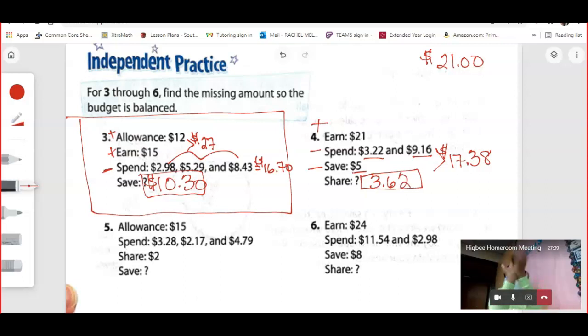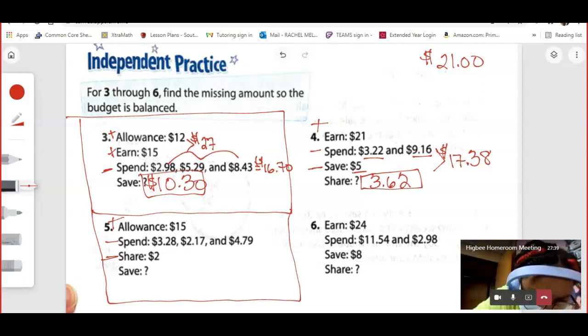So I think what I'm going to have you do is, no, let's do number 5. Then I'm going to have you do number 6 on your own. So let's do 5. Is allowance a plus or minus? Plus. Is spend a plus or minus? Minus. Is share a plus or minus? Minus. Good. Okay. So here's another one where I only have one income. So I don't have to add up my incomes because there's only one.